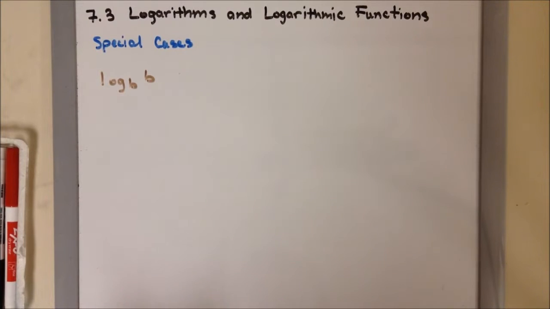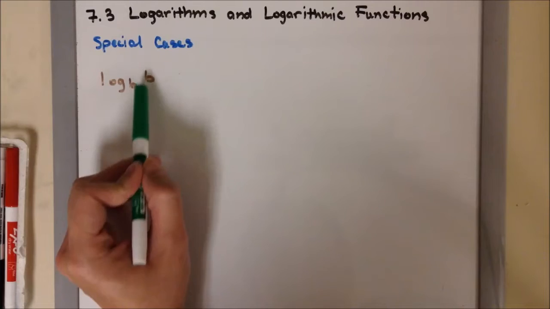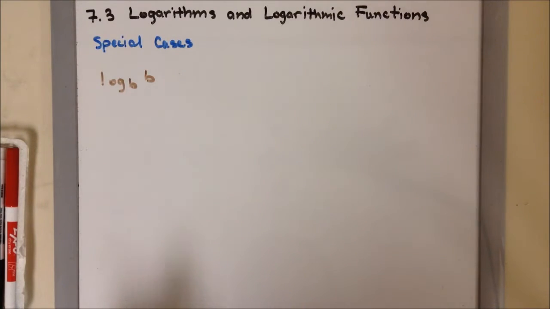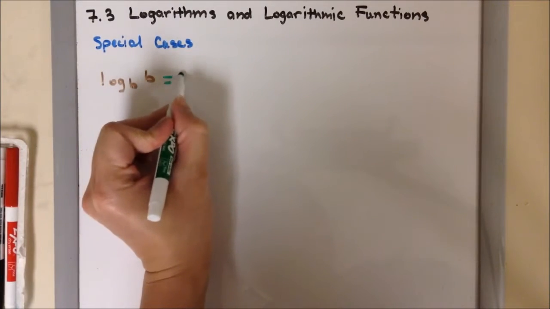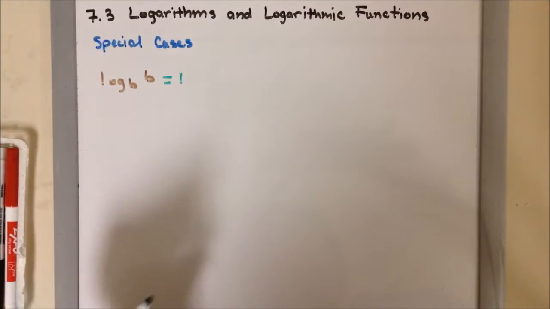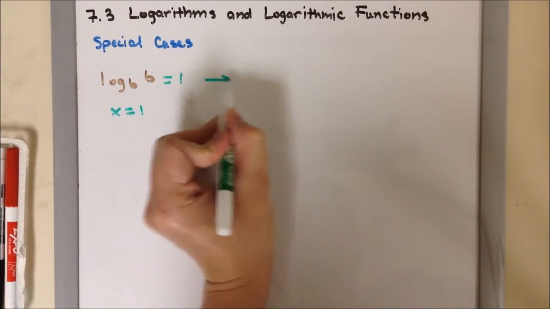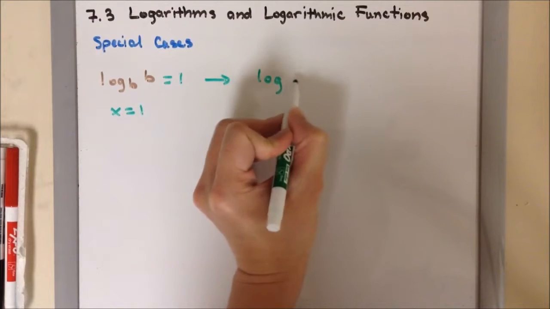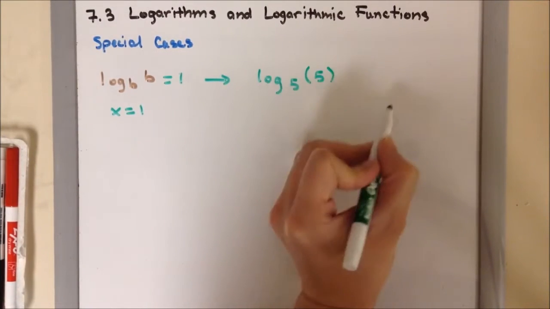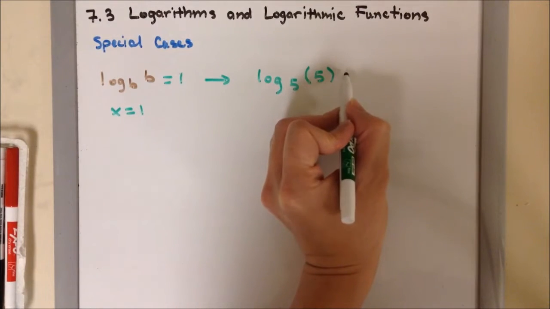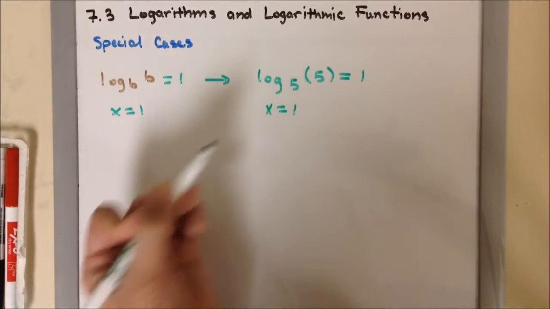So our first special case is when you have log base b of b. When you see a particular problem like that, then you can automatically set it equal to 1, and that's it. That's all it is. So you can just say x equals 1. For example, if you have log base 5 of 5, then the only answer you have left is just 1. So you can just say x equals 1.